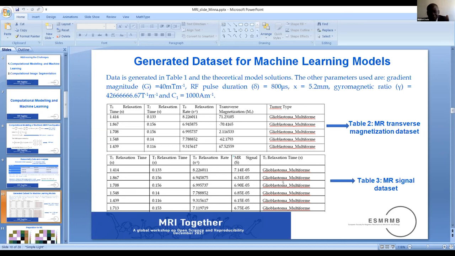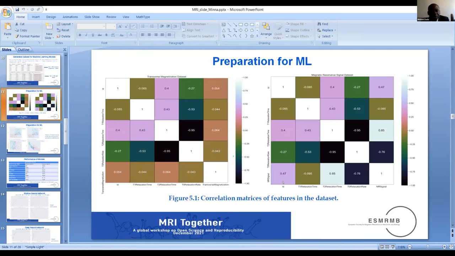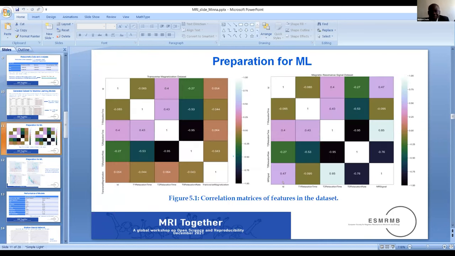Now, in order for us to do machine learning, we had to prepare correlation matrices for the data set we have generated here. If you look at our correlation matrices, it shows us the parameters that are properly correlated. Those that are close to one are very correlated, giving us an idea of the parameters that are going to be very good when we wish to develop our machine learning model.